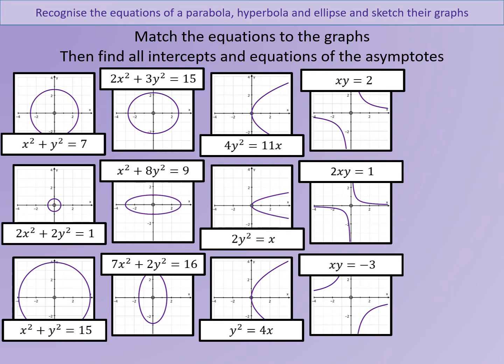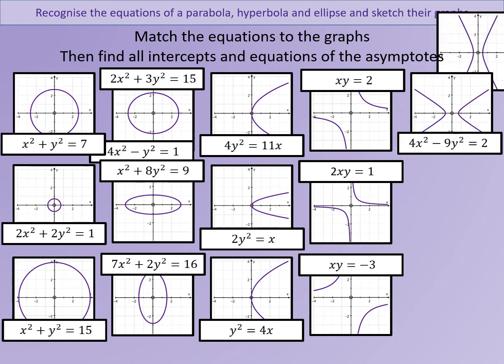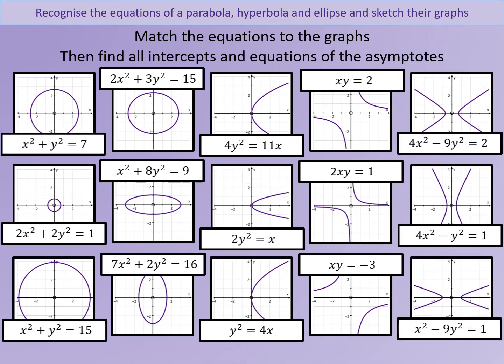The next three represent hyperbolas. These are known as rectangular hyperbolas and have vertical and horizontal asymptotes. The final set also represent hyperbolas, but these have diagonal asymptotes. We will look more into the equations of all of these in this session.